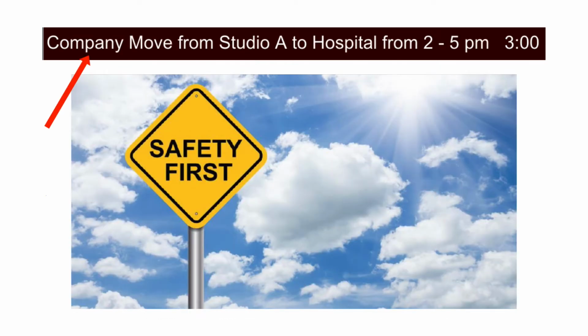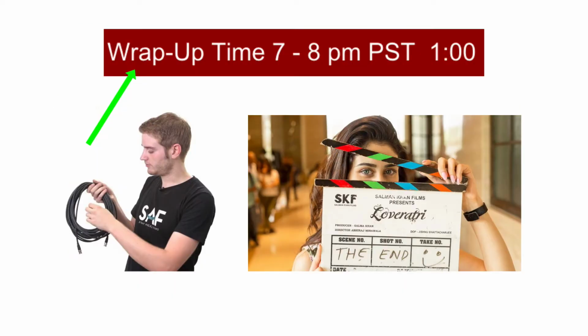Okay, the next category will be company move. In this category, it is not mandatory, but if you choose to have company move, then you need to create a banner that specifically establishes that at a certain time you're gonna have a company move. Okay, we're gonna explore that later on when we start creating our schedule. Category number seven is a wrap-up time.